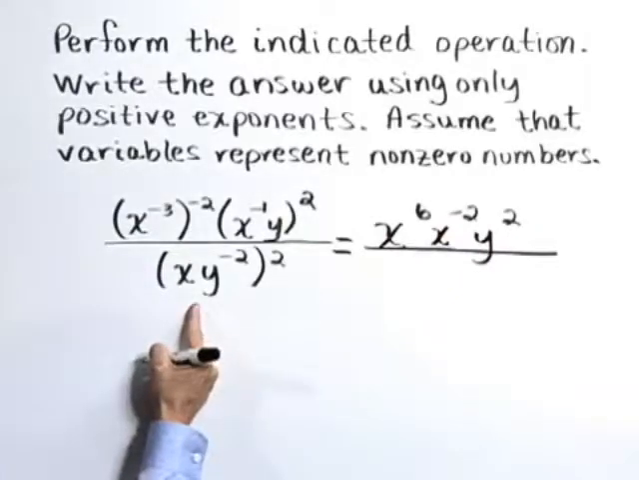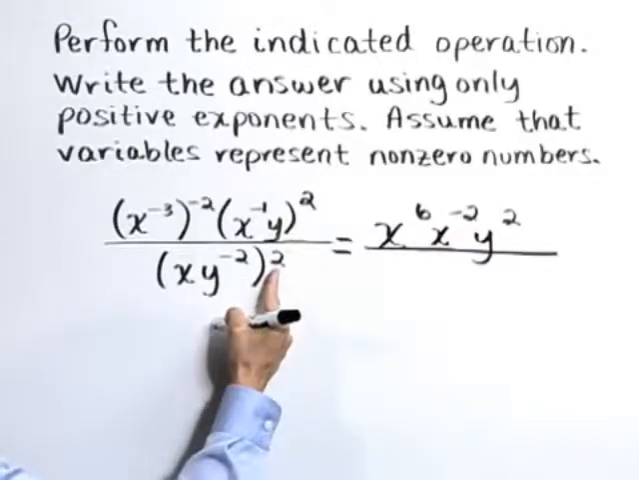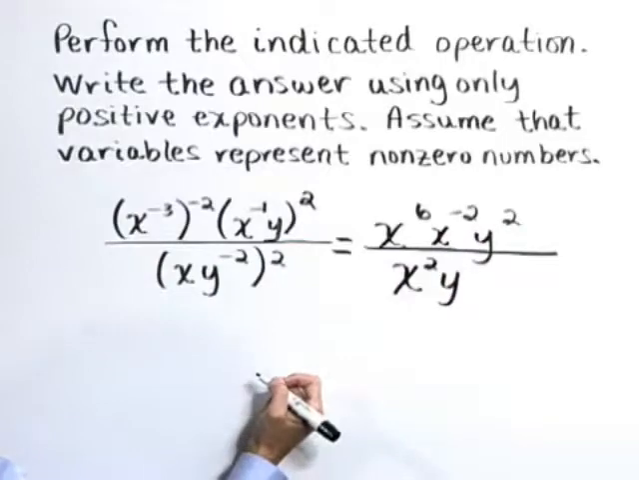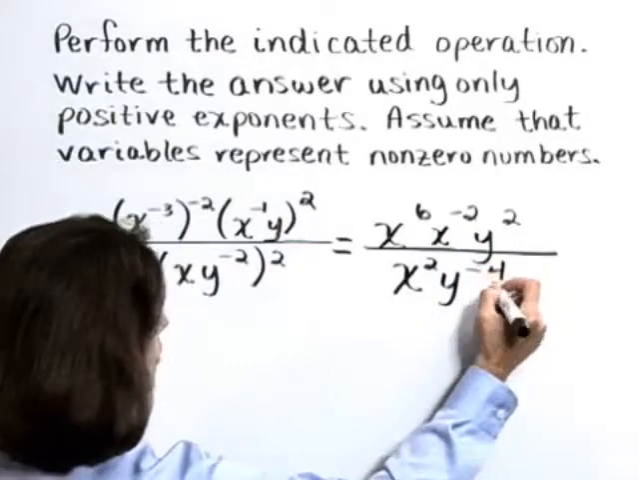Now for the denominator, raising each of these factor pieces to the second power gives x squared times y to the negative 2 times 2, which is the negative fourth power.